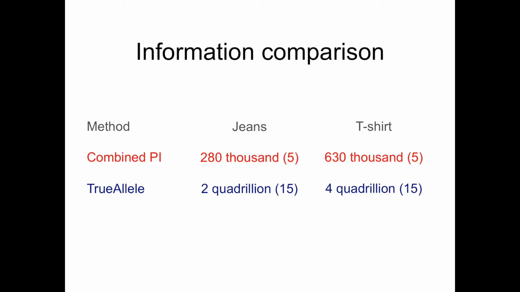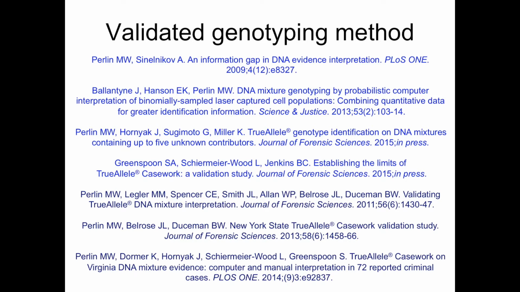Okay, so I'm going to make a quick comment, which will come up repeatedly, about validation. TrueAllele is an extensively validated genotyping method. There have been dozens of studies done by ourselves and by laboratories that are using it or bringing it on board. And some of these studies, so far 7 of them, have been or are about to be published in peer-reviewed scientific journals.